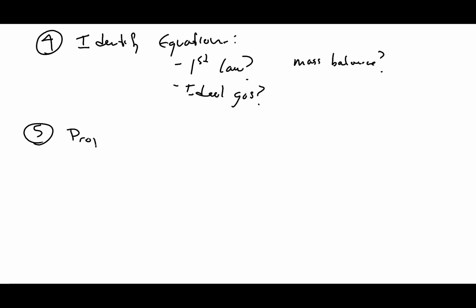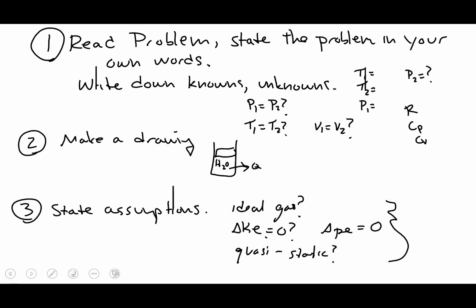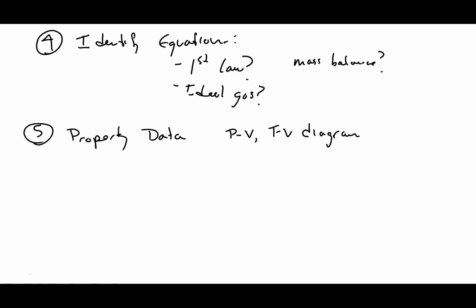In this step, you're going to be looking up your property data. You might do a PV or a TV diagram. This is where you might be looking up your constants. I mentioned looking up some of these back here. If you know you're going to be using them, I don't think it hurts to look them up at the start when you're writing down all your information for the problem. But you might not know exactly what you need until you identify what equations you're using. So if you need to look up your property data, then this is where you would do it.